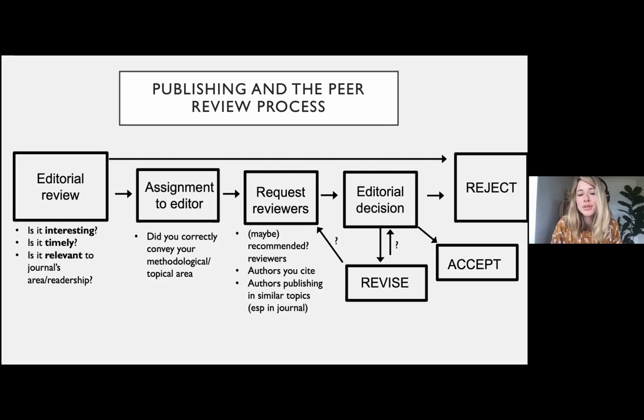Where they also look for reviewers are authors that you cite in your introduction and your discussion, other authors that have written similar papers, or other authors that have published in that journal on similar topics, because they know that they're kind of engaged with that journal and they may accept that review.